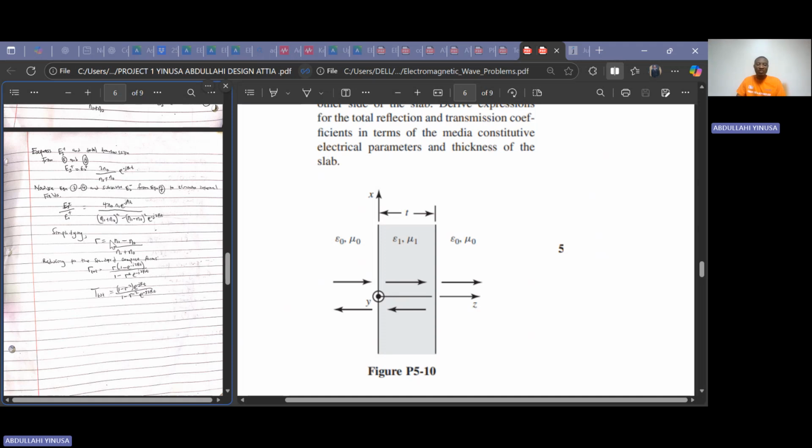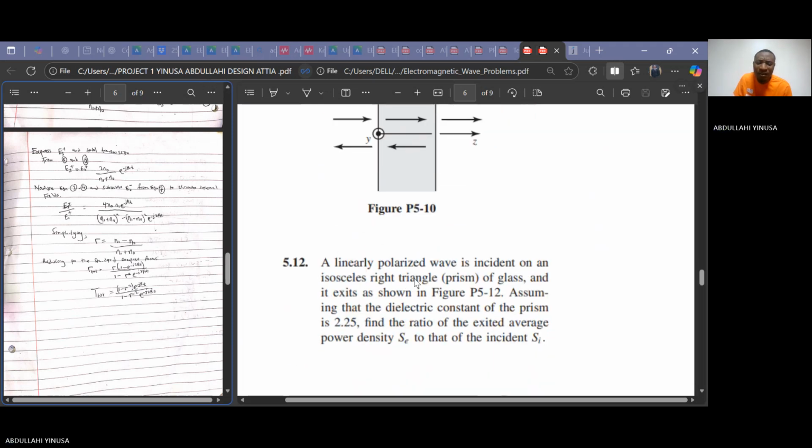And then don't forget our R, the same thing I told you the other time: N1 minus N0 over N1 plus N0. That's the reflection coefficient. Then that of the total is equal to what? When you take the R over this, and then the transmission is this.